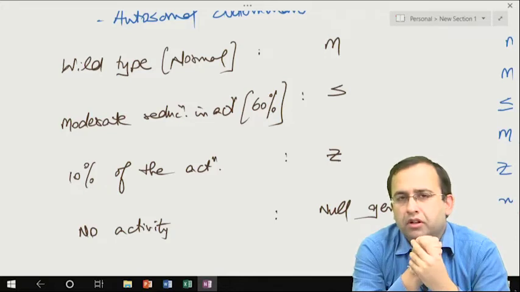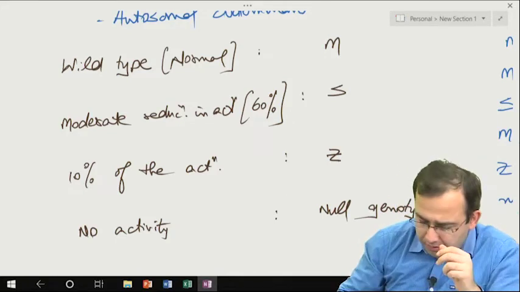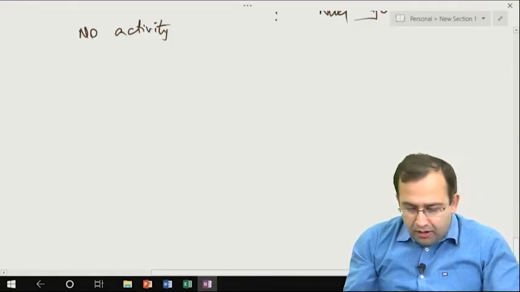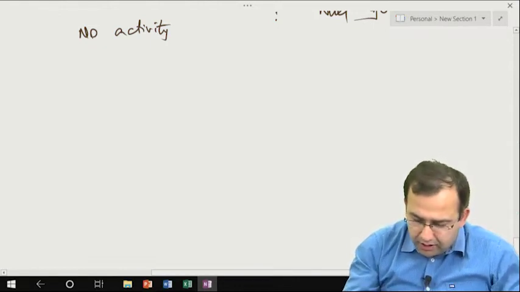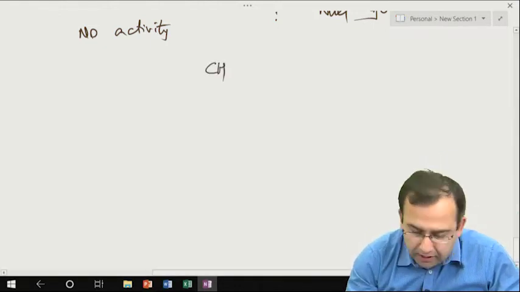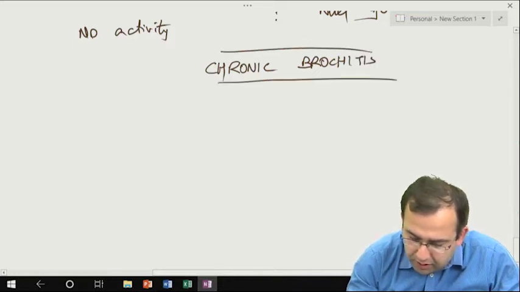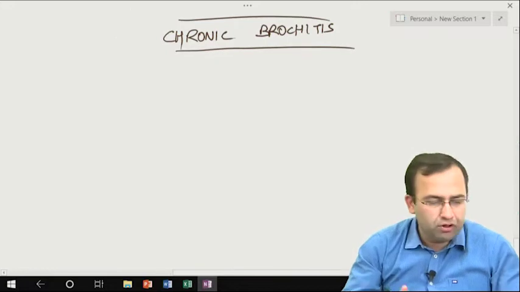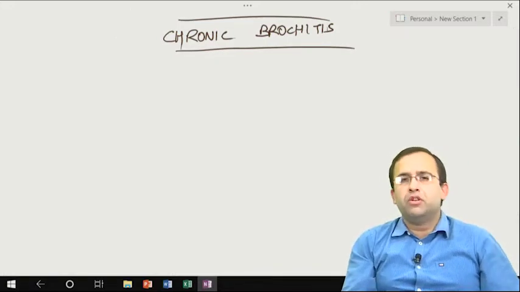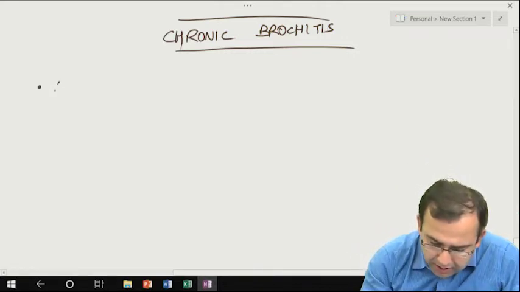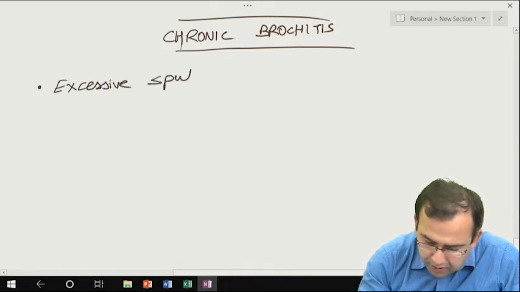Others are much smaller. This gets us to our next obstructive lung disease, that is chronic bronchitis. Chronic bronchitis. Just one word with this. First point, when I say chronic bronchitis, what comes to your mind? Excessive sputum production.